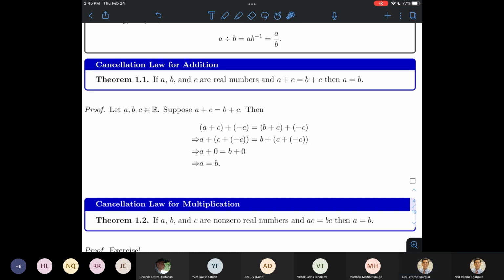Okay? Now, let's go to the cancellation law. What does it say? It says that if we have three real numbers, A, B, and C, and we know that A plus C is equal to B plus C, then we can conclude right away that A is equal to B. Okay? So this is what we call a conditional statement, an if-then statement.